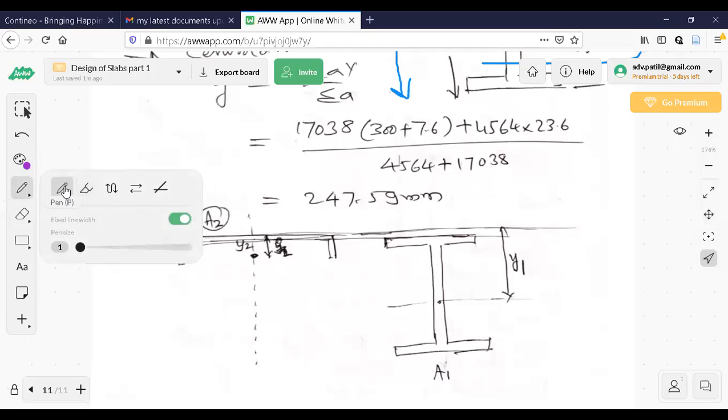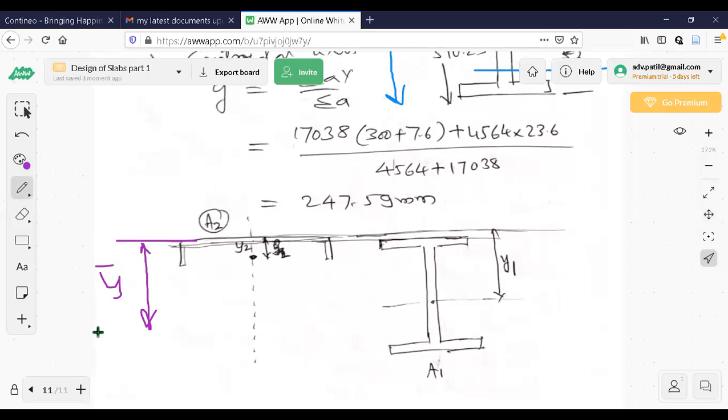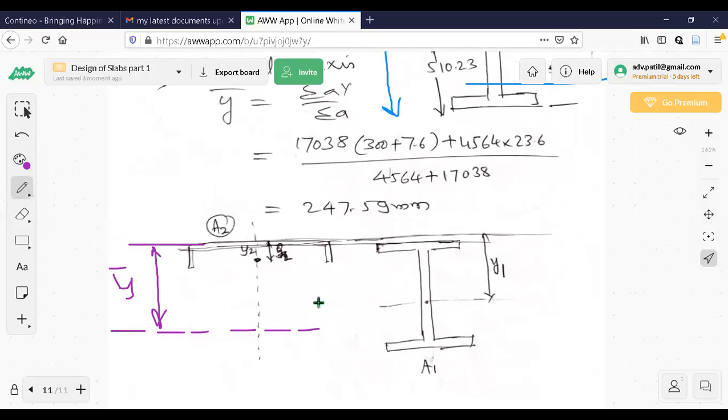I want to locate y bar from this line, how far it is in the combined figure. In the combined figure, I want to locate it like this. Somewhere here, I think the centroid is lying, and yp and y bar cannot be the same. You'll come to know that here. So my job is to locate it for the entire section.